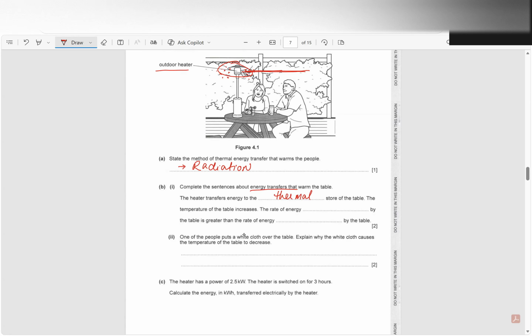Fair enough. The temperature of the table increases. The rate of energy absorbed by the table is greater than the rate of energy emitted by the table.